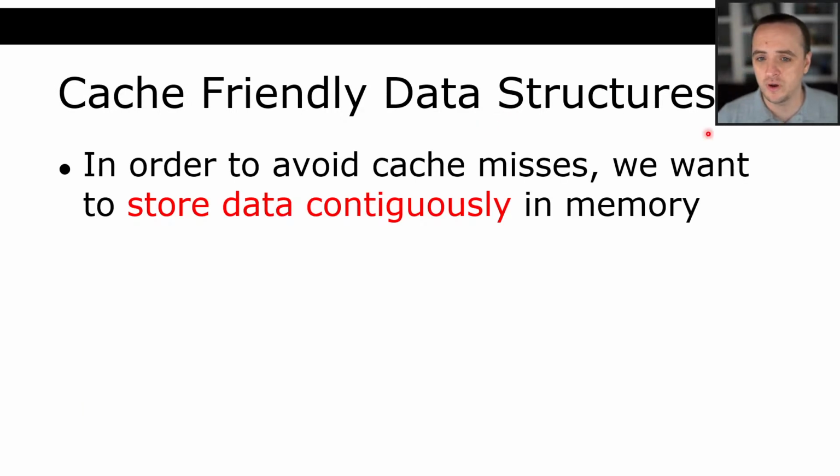In order to avoid those cache misses, we want to store data contiguously in memory, right? This is the takeaway from all of this.